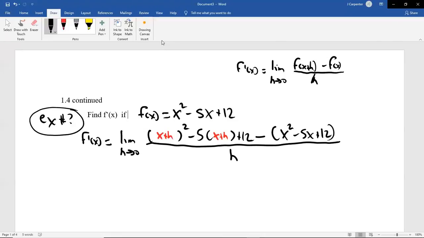Now we have a parentheses squared. This is like the 3rd or 4th time we've done this together, so we need to simplify that. So f prime of x is the limit as h goes to 0.